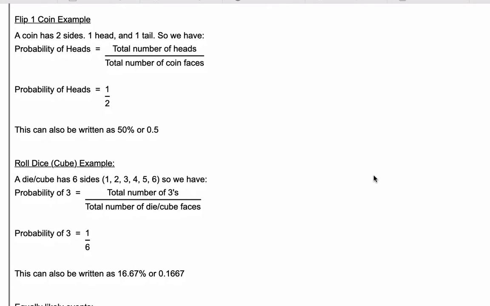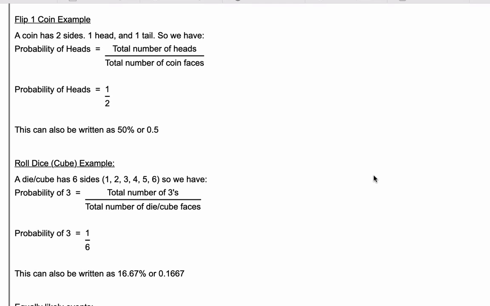Let's take an example. Let's take a quarter. It's got 2 sides, one head and one tail, and let's flip it. And we want to know the probability of flipping a head. If we go back to our general probability formula, we want to know the total number of heads divided by the total number of coin faces.